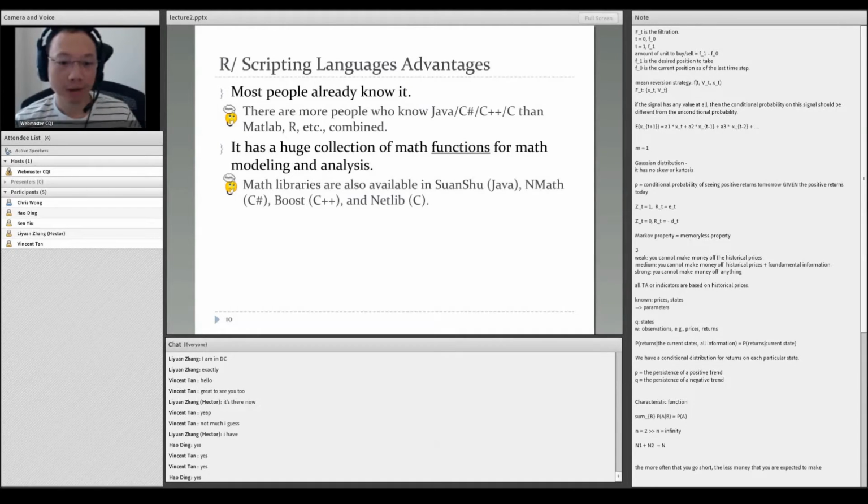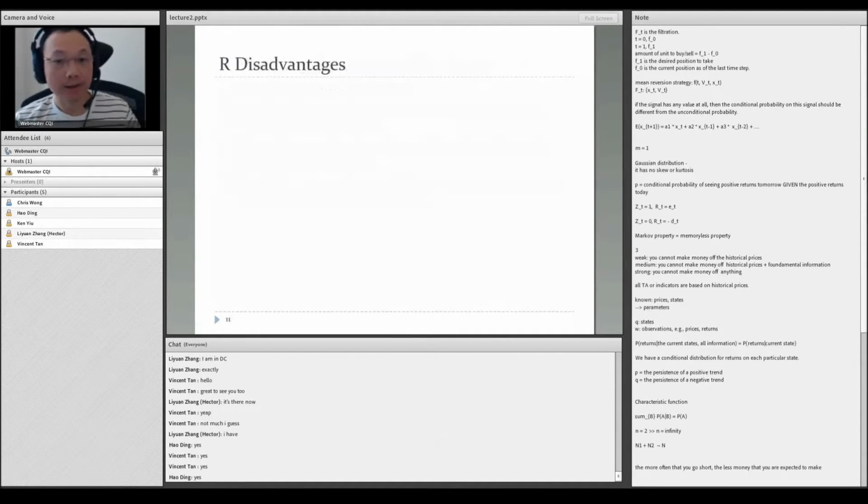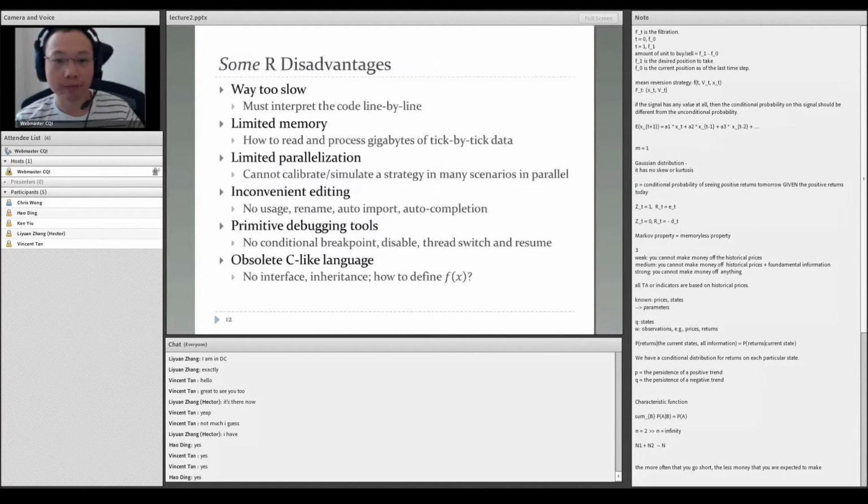But on the other side, there are a lot of disadvantages to using R. There are too many, and in fact we're only going to touch on some of them. One of my biggest complaints about R is that it's very slow. R is a scripting language, so whatever you call, the interpreter executes line by line. This is very slow compared to compiled languages like Java or C Sharp.